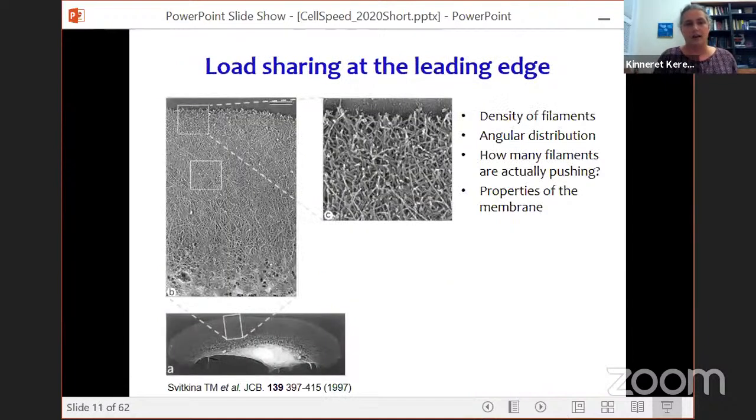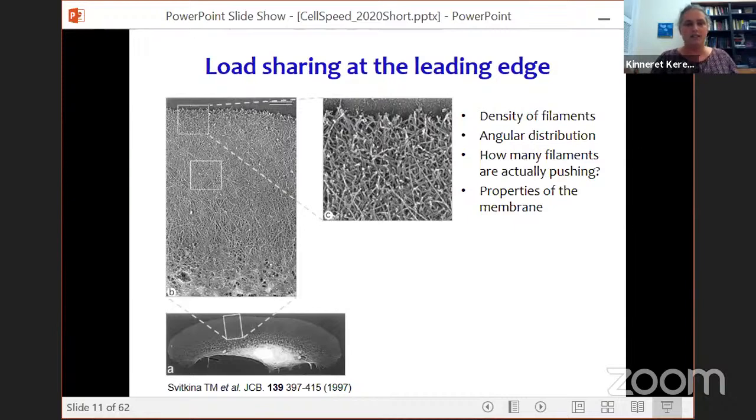Now the load is shared among the network of filaments, and obviously this will depend on the structure of the network. We can get information about this by looking at the structure using EM microscopy. Here you see this beautiful image from Tanya Svitkina showing the distribution of actin filaments near the leading edge of a motile keratocyte. We can get from these images the density of filaments near the leading edge as well as their angular distribution. Now again, things are somewhat more subtle here. To know if a filament is actually pushing against the membrane or not depends on nanometer scale localization at the leading edge, which we're not able to extract from these images.